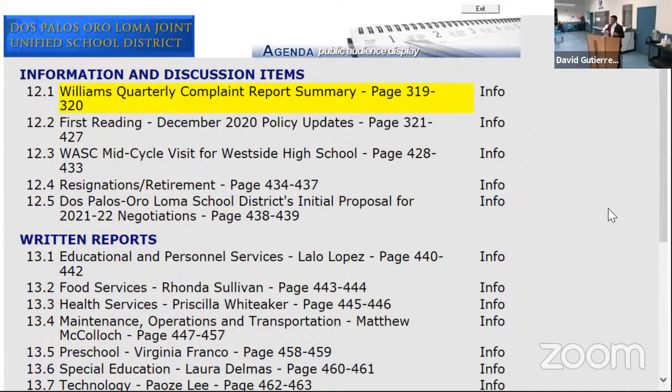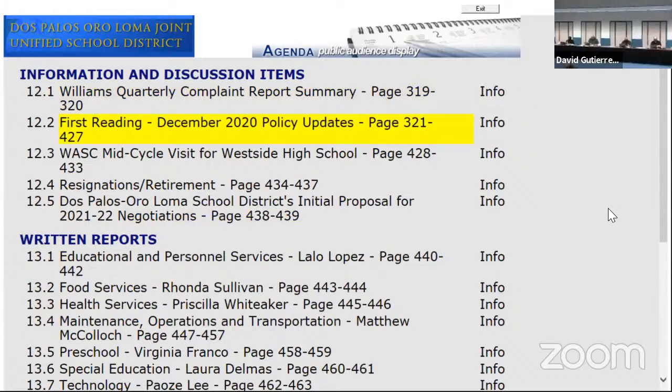So in regards to Williams complaints, I'm going to specify this time, Williams specifically addresses insufficient textbooks, teachers being misassigned or not rightly credentialed to teach whatever course they're teaching, or concerns about the facilities. Those are the three areas that Williams covers. And specifically in those three areas, I'm happy to report that we have not had a single complaint for the third quarter. Thank you. Are there any questions for Mr. Lopez?